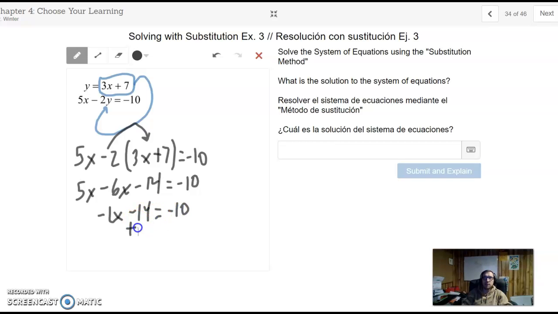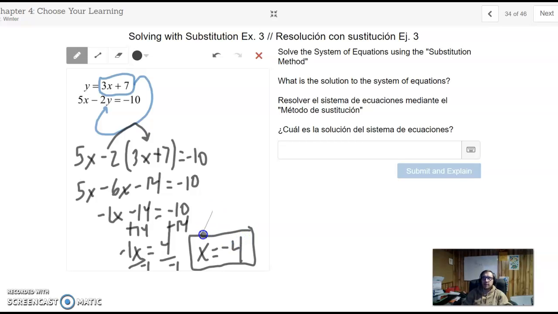I'm going to add that 14 to both sides. And I get negative 1x equals 4. Well, if negative 1x equals 4, what is positive x equal? Let's just divide both sides by negative 1. And we end up with x equals negative 4. I'm done, right? No. We always have to back substitute to find the other half of our coordinate. And so we have this already solved for y, so y equals 3 times x plus 7, but instead of x, we're going to substitute negative 4.